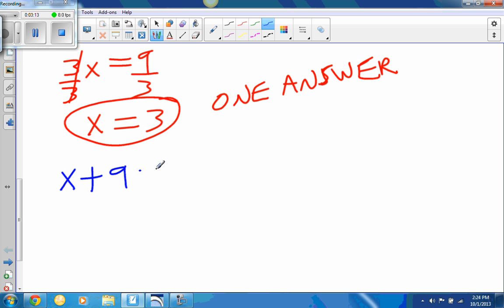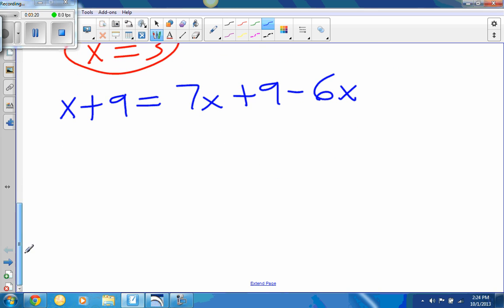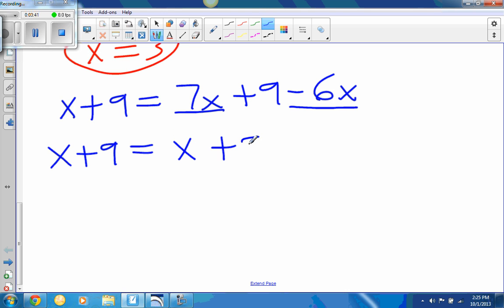x plus 9 equals 7x plus 9 minus 6x. All right, so there's a little more going on in this equation. I need to combine things over here on this side. This stuff is all on one side of the equation. That means I can do exactly what it says. So 7x minus 6x. So I have an x plus 9. 7x minus 6x leaves me with 1x. You can write x or just 1x, same thing.